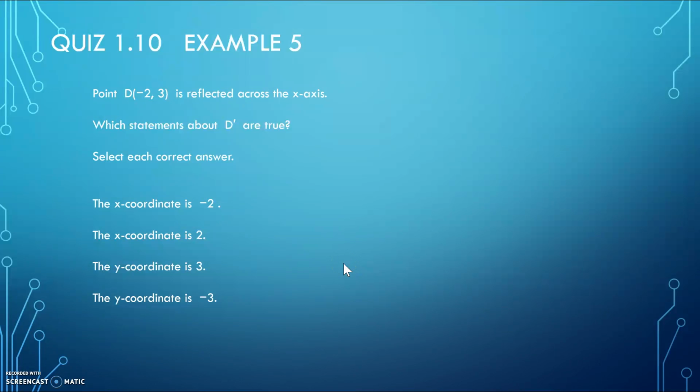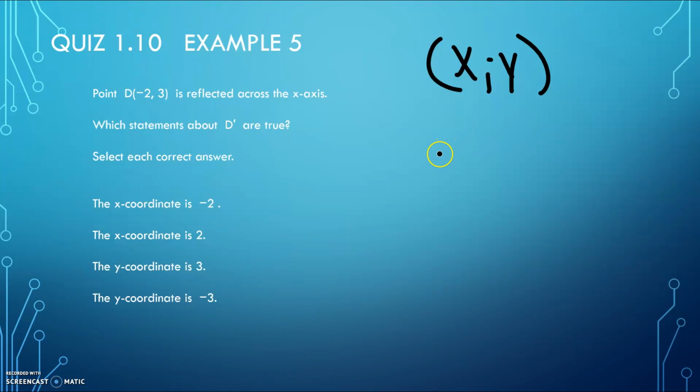Alright, this is quiz 110, example 5. Point D at -2, 3 is reflected across the x-axis. So reflecting across the x-axis, x stays the same, and y does the opposite. So that's going to be our new coordinate.